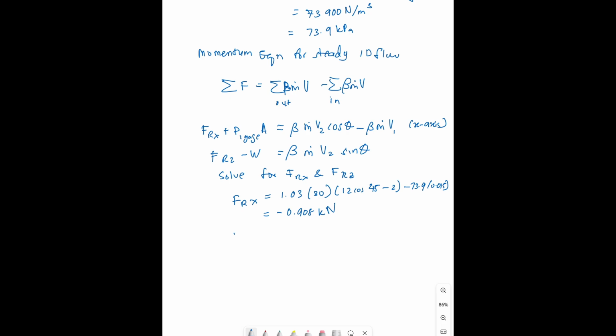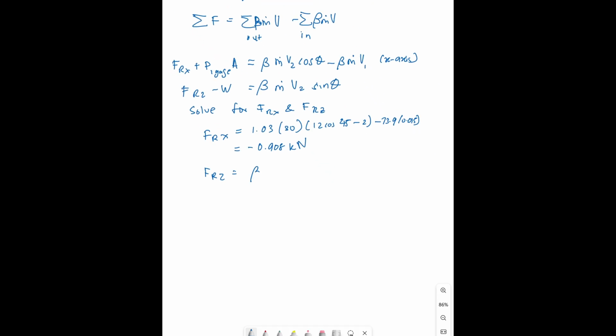And then for Frz, we use the same method and we get Frz equals 1.03 times 30 times 12 sin 45 plus 490.5 newtons. And that equals 0.753 kilonewton.